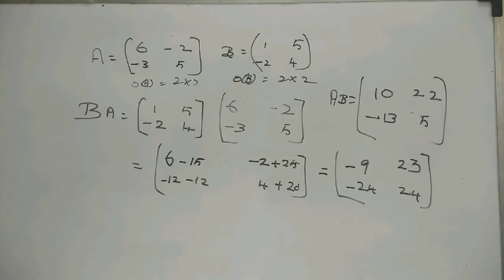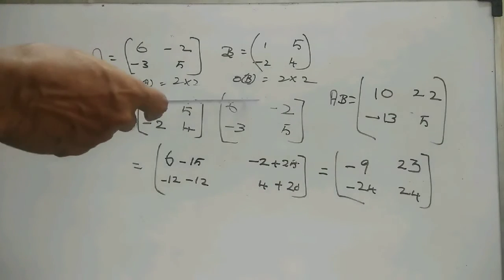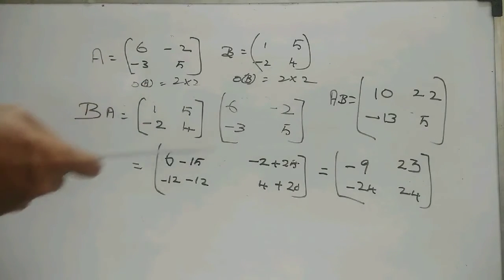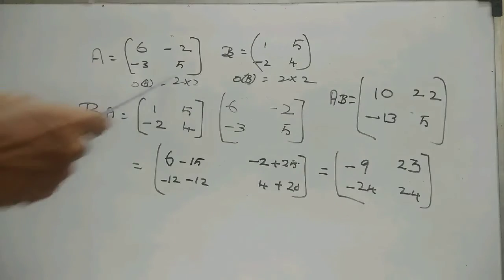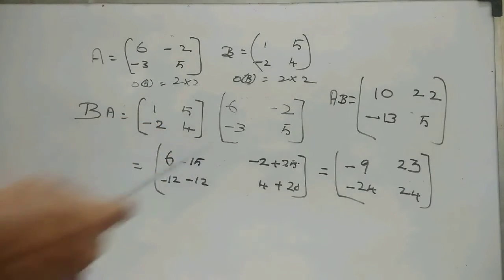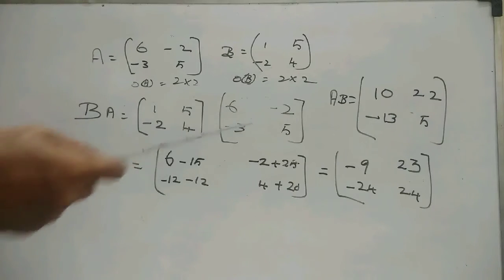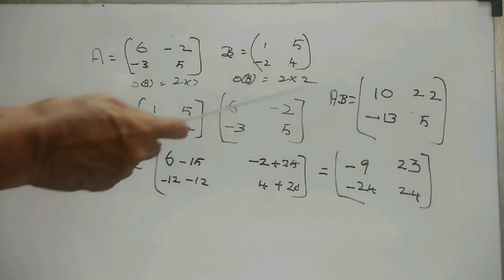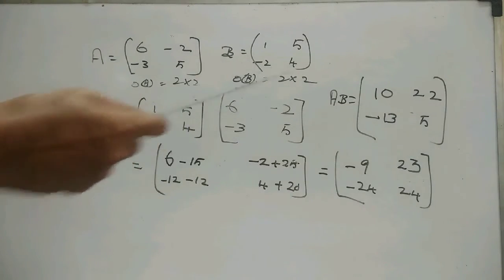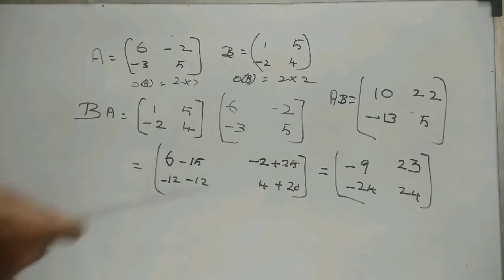For the same problem, I am doing BA. So I have written first the B matrix, and then secondly the A matrix. Now start multiplying. 6 and then 5 into minus 3. For this one, 1 into minus 2, 5 into 5. Second row with the first column, minus 2 into 6, 4 into minus 3. Second row with the second column, minus 2 into minus 2, 4 into 5.